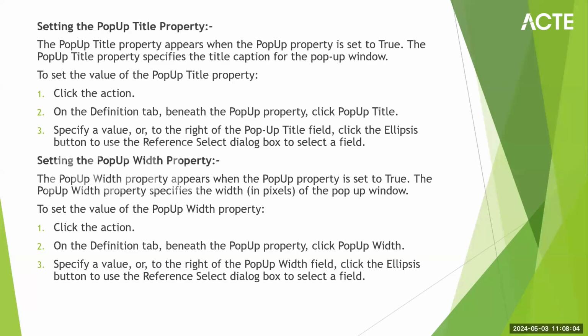Like how you set that with a value: click on the action, on the definition tab, beneath the pop-up property, click on the pop-up width and specify a value directly, or to the right you can see the ellipsis button. When you click on the ellipsis button, a pop-up opens where you can map the field if it is already created.